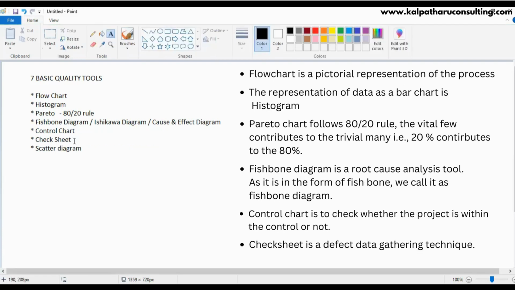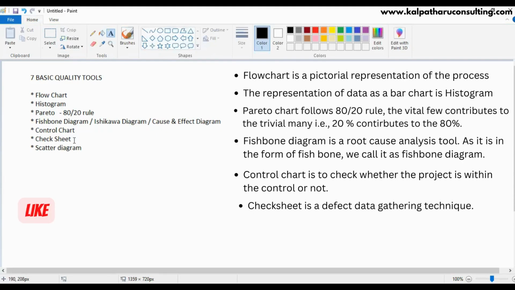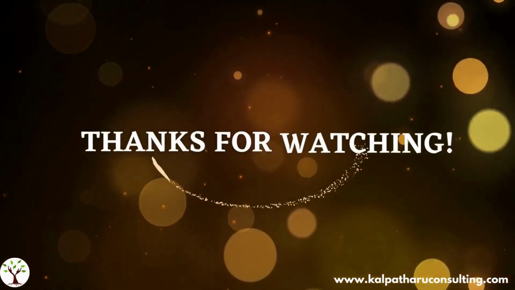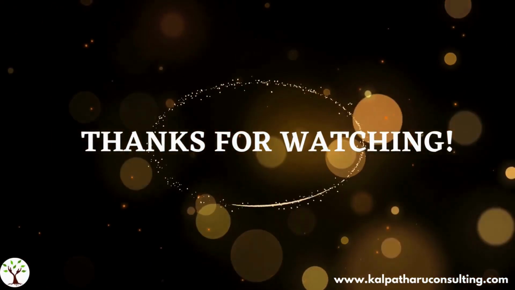Check sheet is a defect gathering tool. And then scatter diagram is a tool which helps us to find out the correlation between data points. So I hope you understood what are the 7 basic quality tools and the use of it.